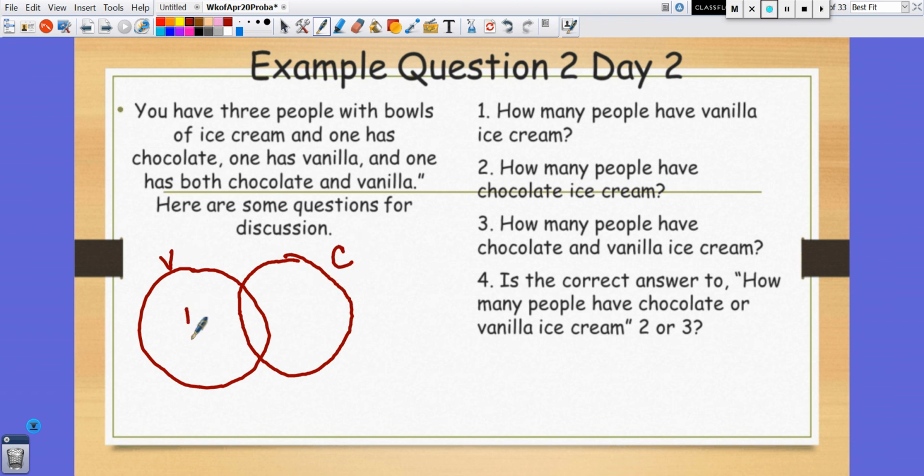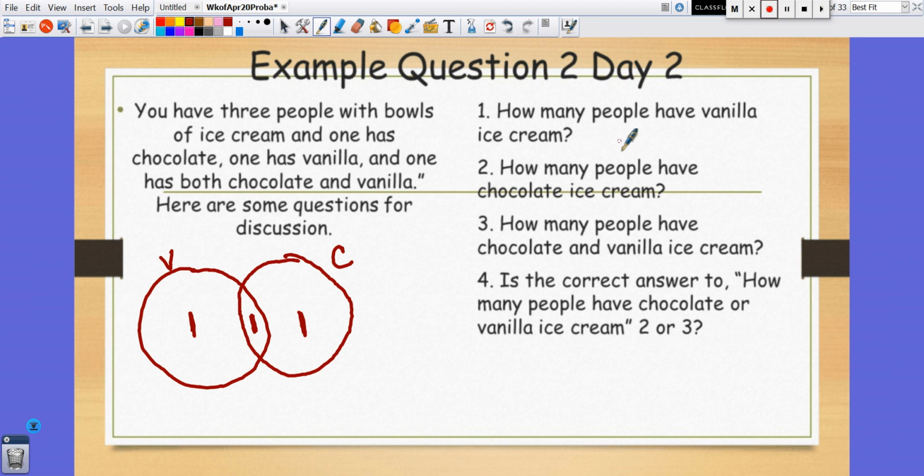So I have 1 person that has vanilla, 1 person. And look, babies, when you do these Venn diagrams, always do the middle one first when you're giving numbers, so that way you can figure out the rest of them. It says 1 person has both chocolate and vanilla. Okay, 1 person has vanilla only, and the other person has chocolate. So here we go. Here go our 3 people.